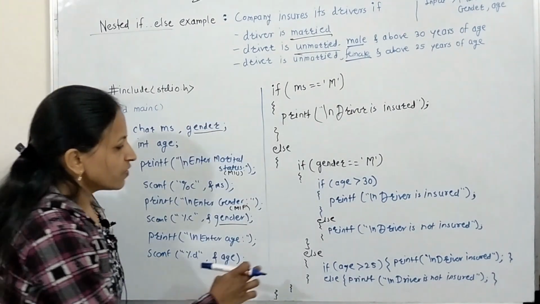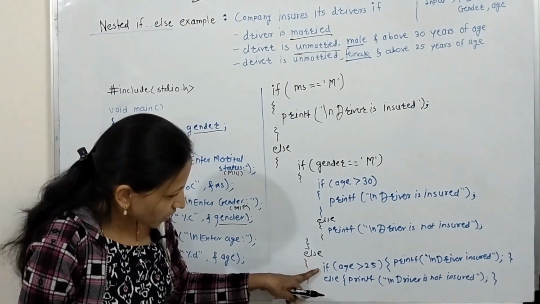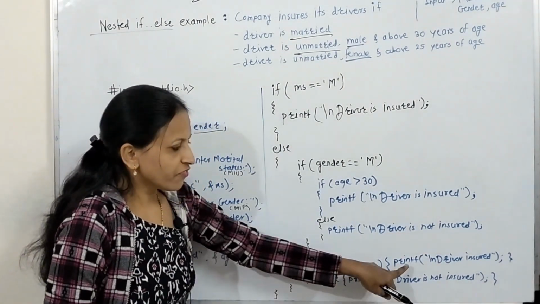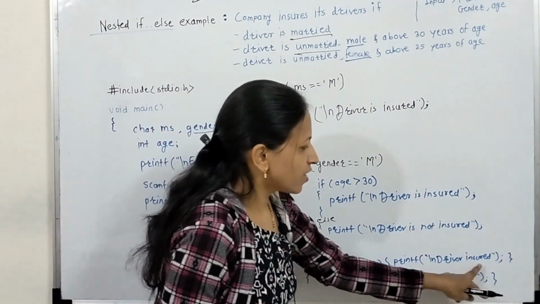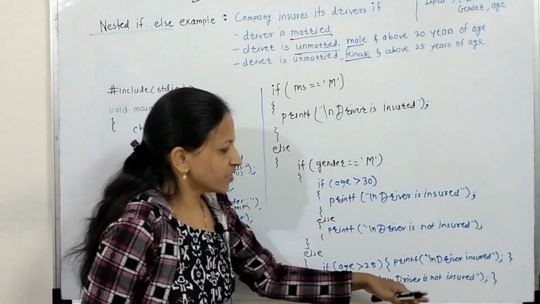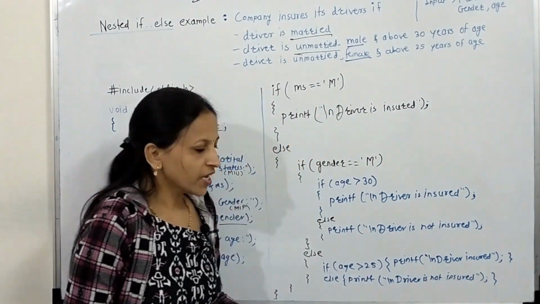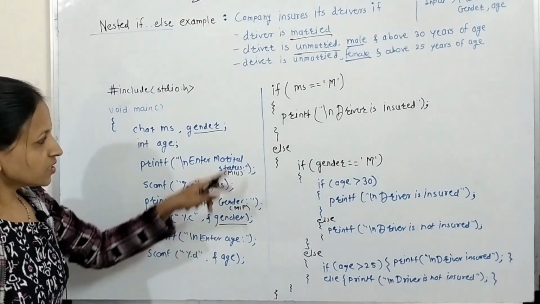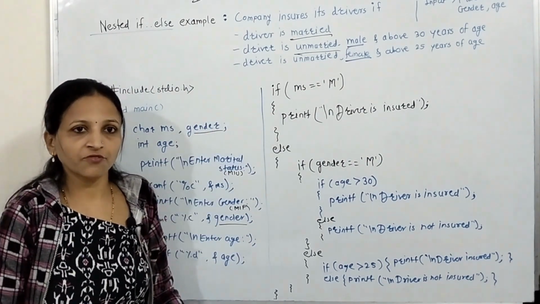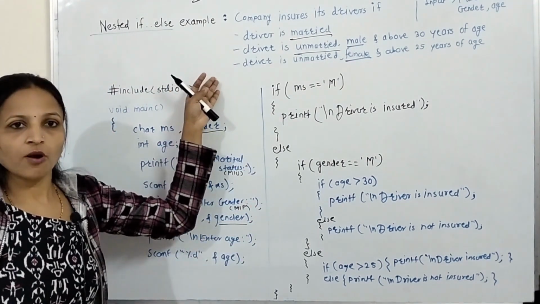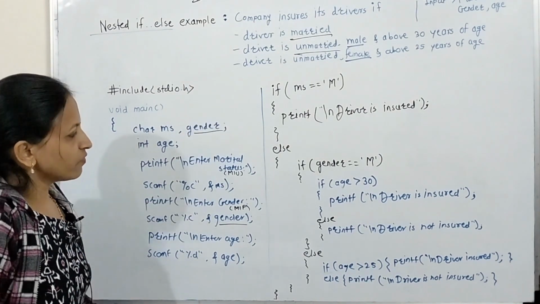Now see, in this way we can place the else block here, like if age is greater than 25, then we can say that the driver is insured, otherwise the driver is not insured. In that way, this is the program, or in this way we can place nested if else for this problem. Okay, now see how it will work.